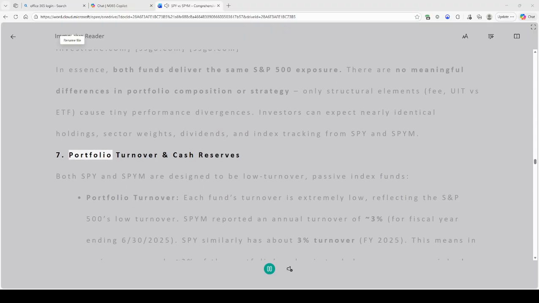7. Portfolio turnover and cash reserves. Both SPY and SPYM are designed to be low turnover, passive index funds. Portfolio turnover. Each fund's turnover is extremely low, reflecting the S&P 500's low turnover. SPYM reported an annual turnover of 3% for fiscal year ending June 30, 2025. SPY similarly has about 3% turnover, FY 2025.